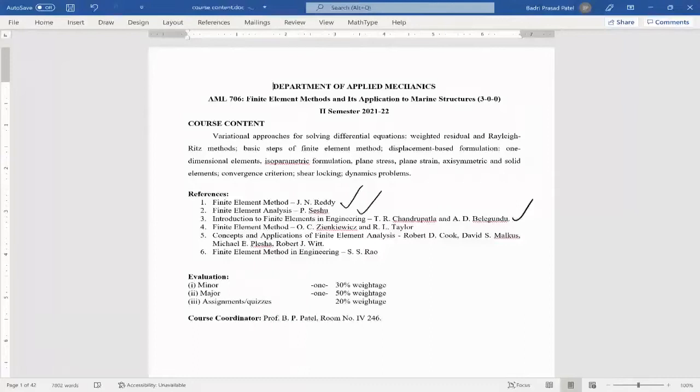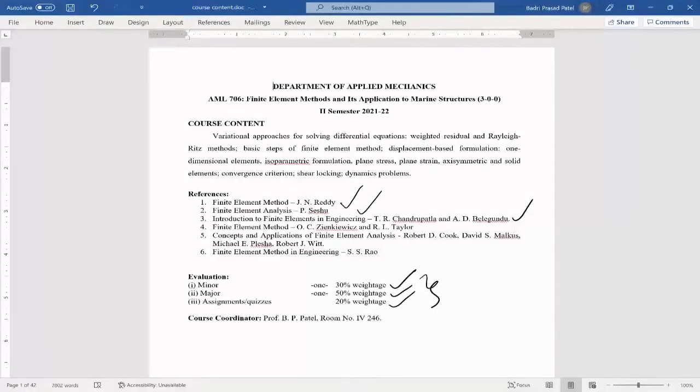And then basically, as far as the course evaluation is concerned, you will have one minor, the weightage of that is going to be 30%, and there would be one major towards the end of the semester, and the weightage of that is going to be 50%. I will also be giving you some assignments and conducting quizzes, so all that will have a weightage of 20%. So this is how the final grade is going to be based: 30% minor, 50% major, and quizzes and assignments at 20%.